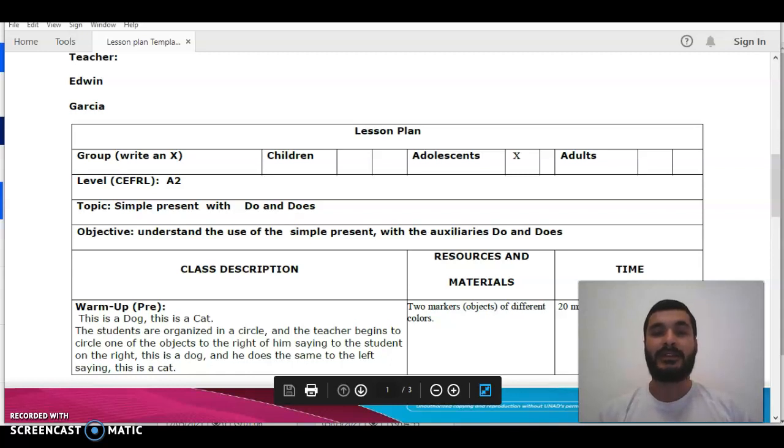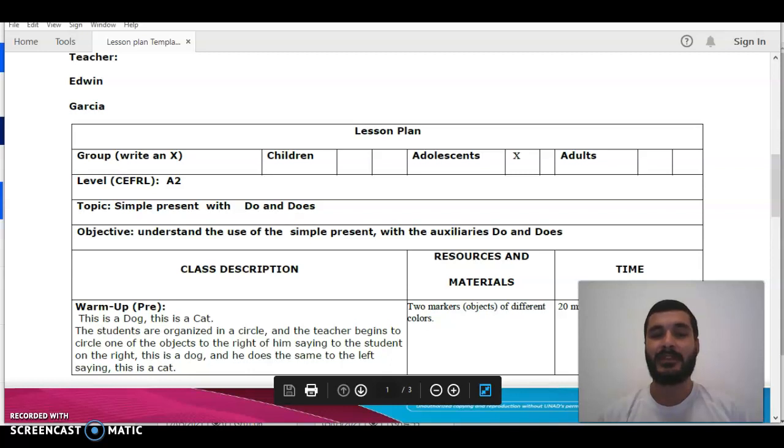So the class will start with a warm-up. The resources will be two markers or objects of different colors, and the stipulated time for this activity would be 20 minutes. The warm-up is called This is a Dog and This is a Cat. It's a very nice game. It's also about concentration. That can be a fun game.